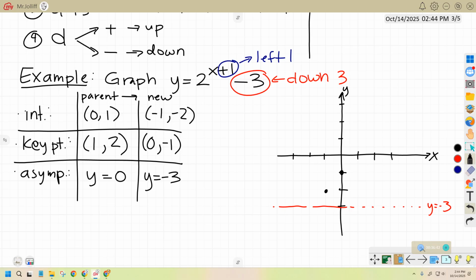Left and down, left and down. My base, b, is 2. Is this an increasing graph or a decreasing graph? Increasing. Good. My base is bigger than 1. So I know that it's going to start out close to that asymptote, and then it's going to pass through those points.